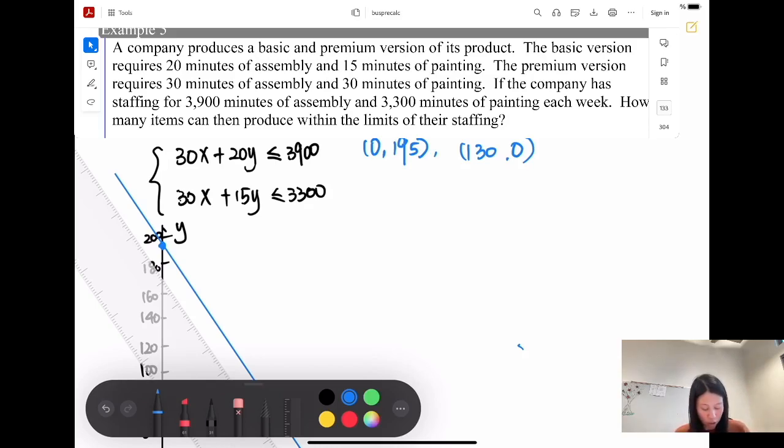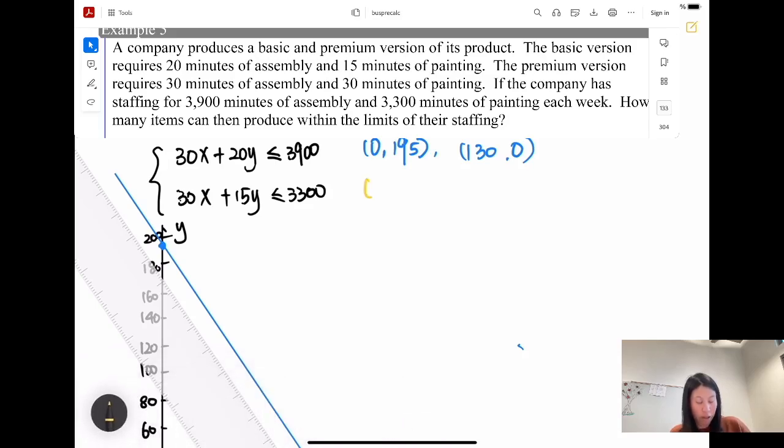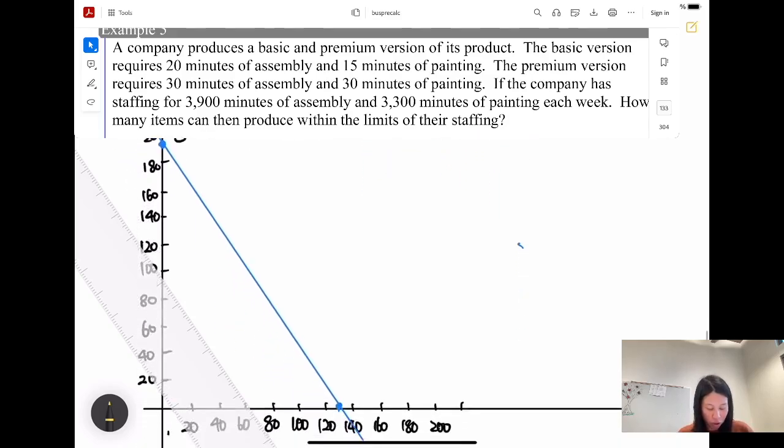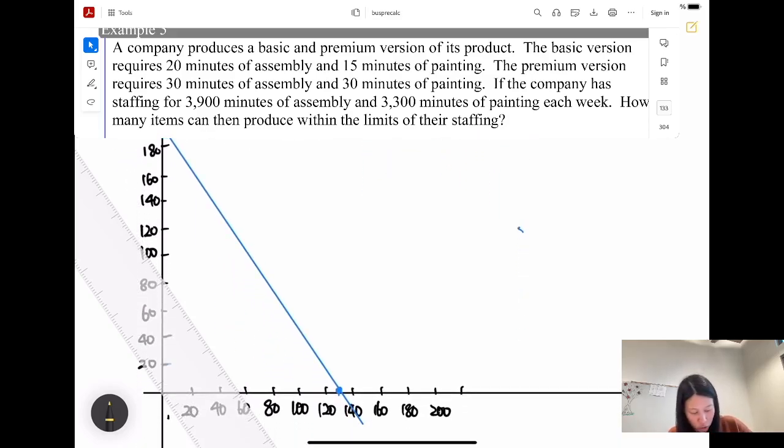Let me use a yellow one. So if x equals 0, y equals 210, and if y equals 0, x equals 110. So now I'm going to draw these two: 0, 210 here, and 110, 0 here.